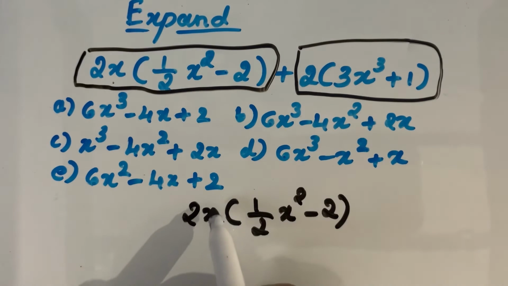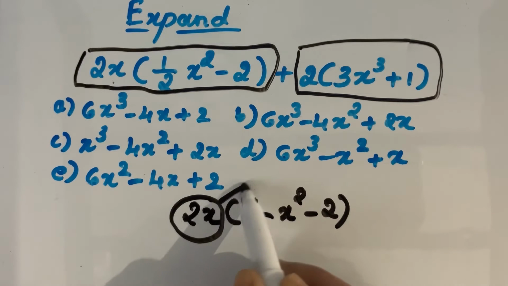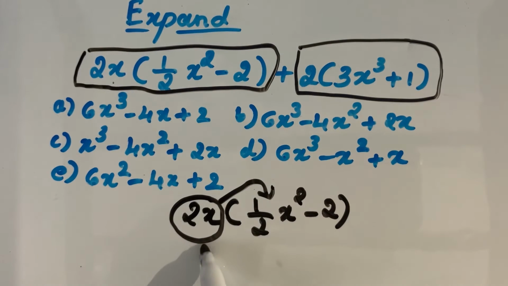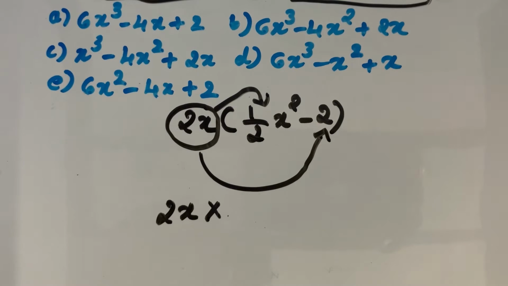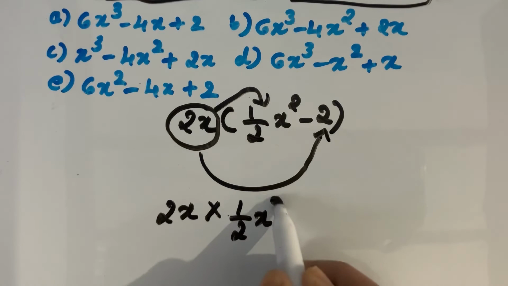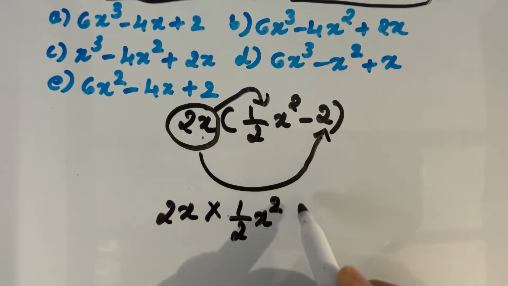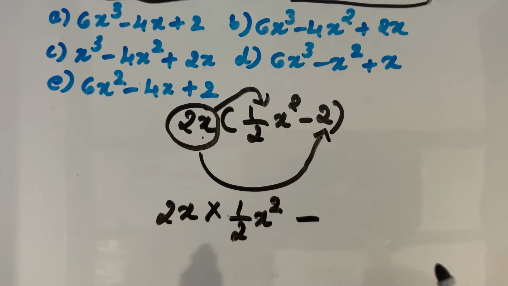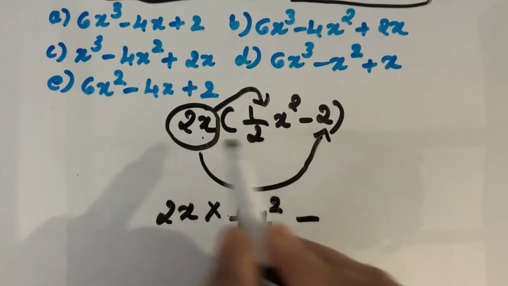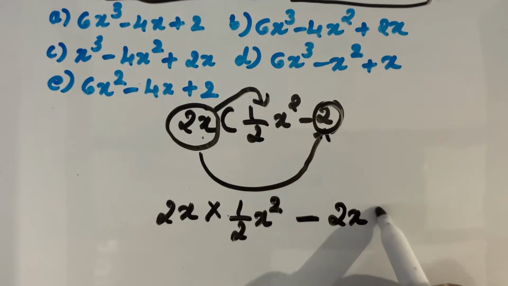Here you have to multiply 2x to the half x square, also 2x to this 2. That is 2x times half x square. Multiply this 2x to half x square. Then you have a subtraction sign. Again multiply this 2x to this 2. 2x times 2.